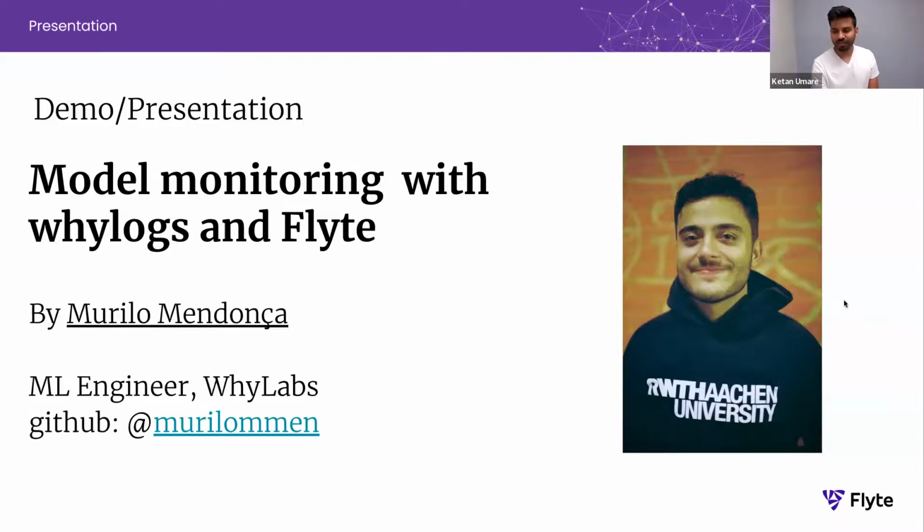Murilo, also, can you just put the call to action in the chat? It's pip install flytekit-plugins-whylogs, right? Of course. Let me just grab our documentation, but I can also post here in the chat the actual command to use.